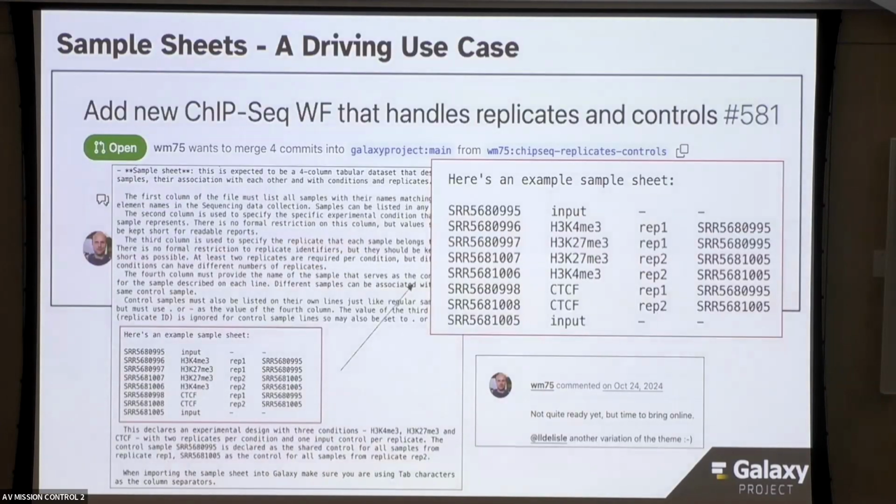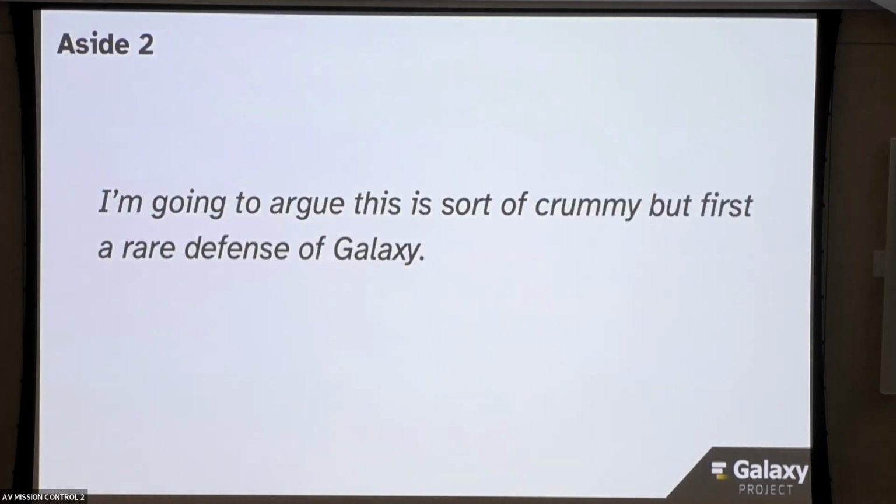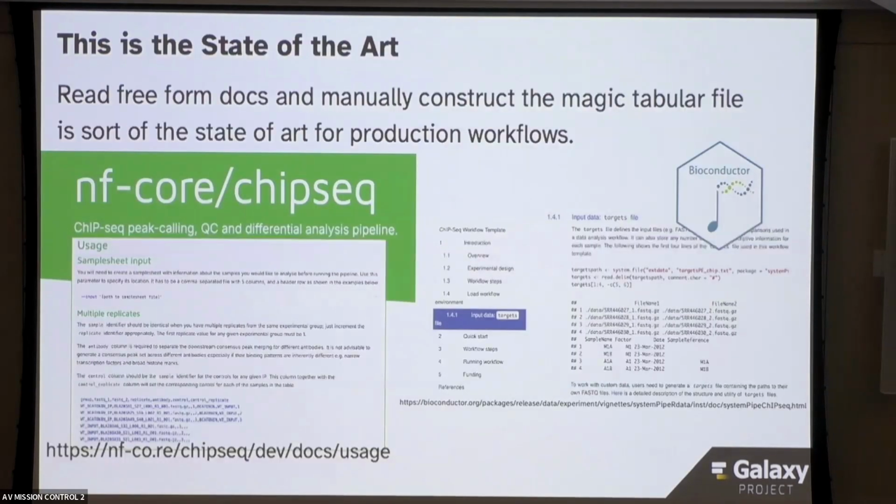So we still need this sample sheet, this table to be uploaded so that we can map things out correctly. I'm going to argue that this is kind of a crummy user experience to upload this table. But before I do that, I'm going to say it is the state of the art. I think that PR could be merged and it would be fine because it is basically what you would do in NF Core or Nextflow.